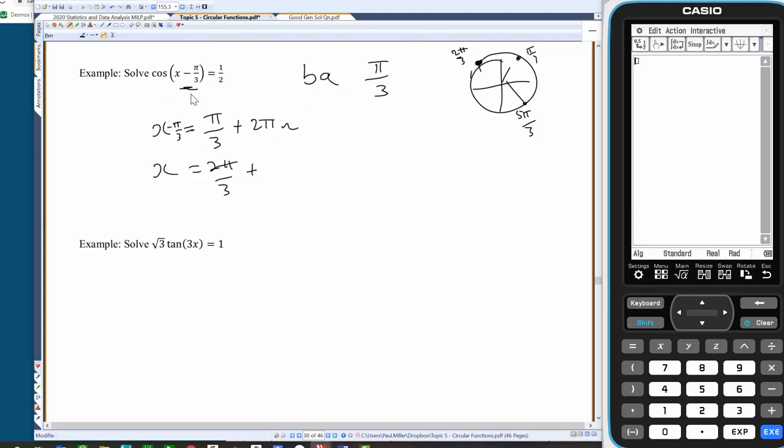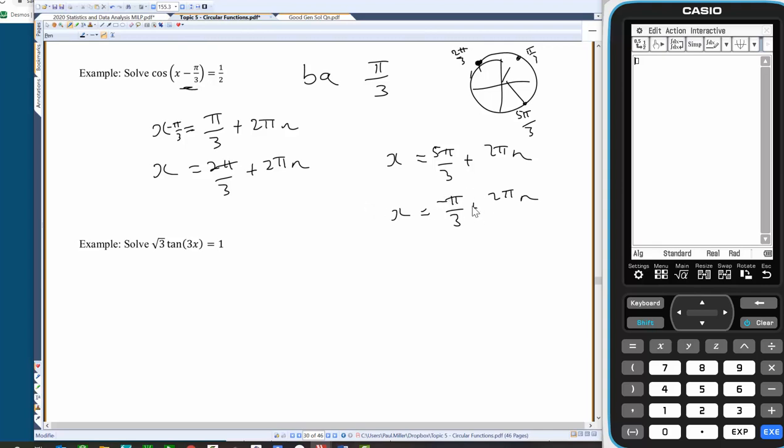So whenever we solve for the horizontal translation, we just keep this period exactly the same. It's just the base solution that actually changes, because that's all we're shifting. It doesn't actually equal it at pi on 3 anymore. Because of the shift, it's going to equal it at 2 pi on 3, plus 2 pi n. Now, our other solution was x is equal to 5 pi on 3 plus 2 pi n. We could have also written it as negative pi on 3 plus 2 pi n.